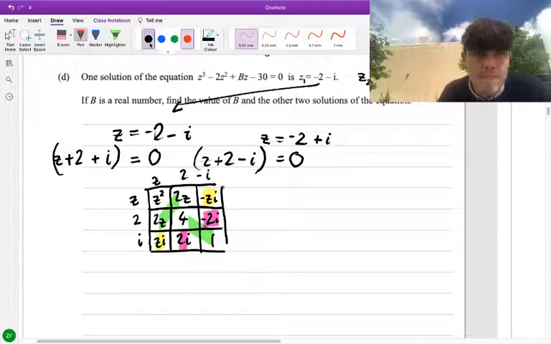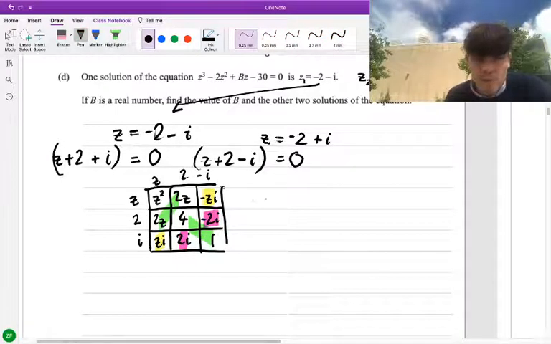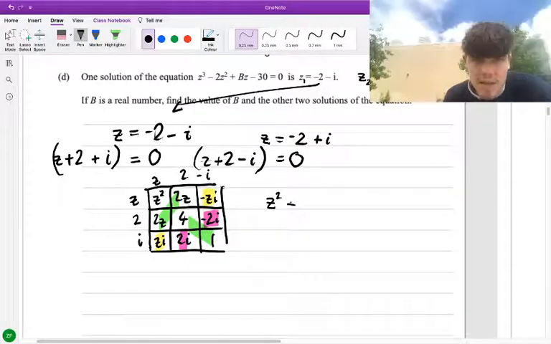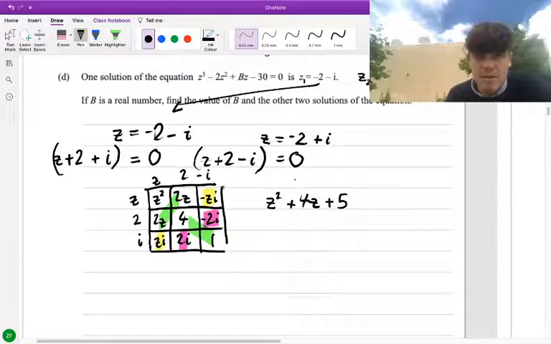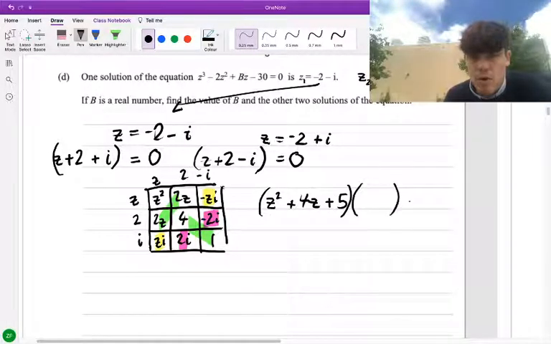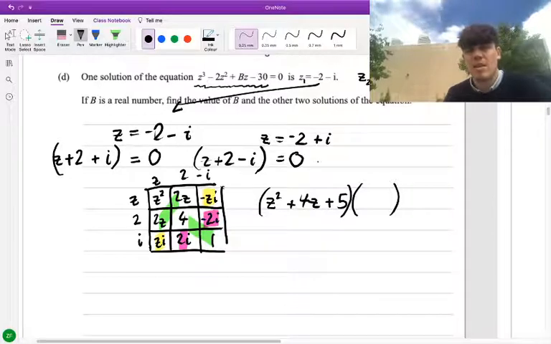So let's go back. We'll start with our highest power. z squared plus 4z, the green matchup, plus the other green matchup, plus 5. And that's the expanded version of these two brackets. So we know that it's going to be that times some other bracket that we don't know is going to get us to this answer up here. So let's have a think about that for a second.